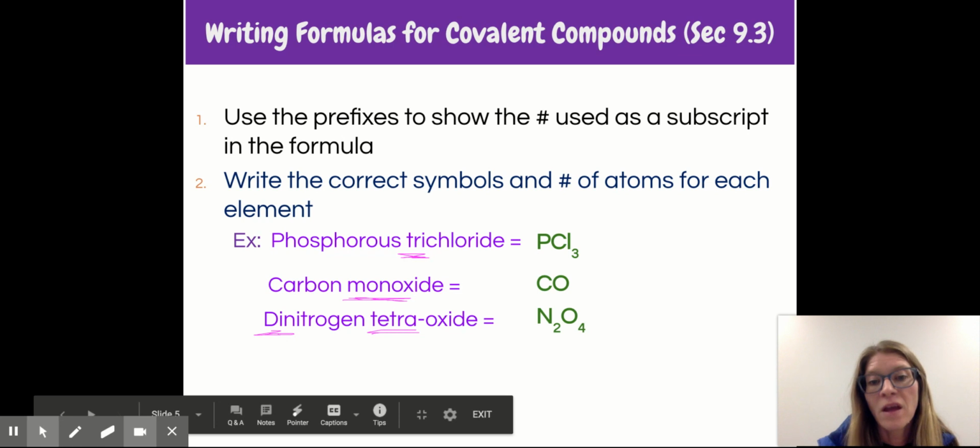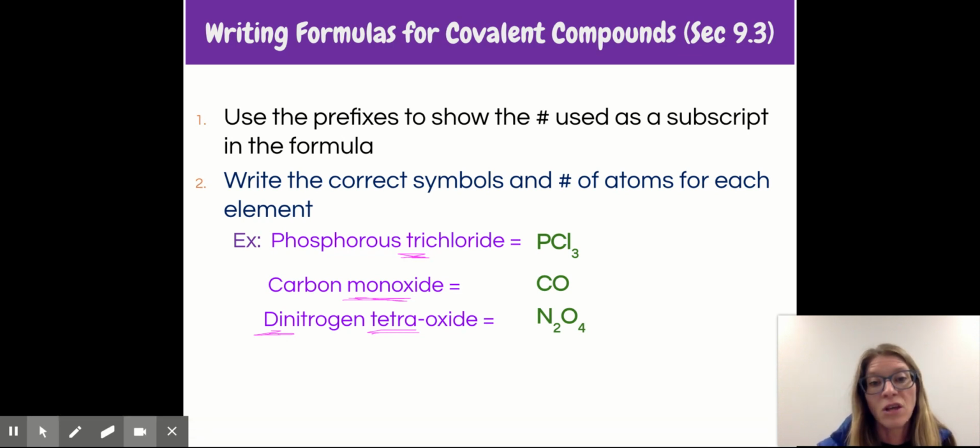So again, no balancing charges. You literally just look at the prefix, and that's the number that you write down after each element. All right, that's it for covalent. Happy practicing.